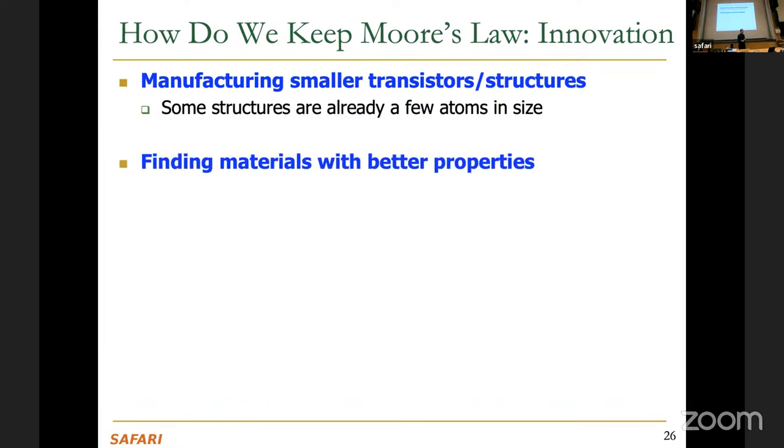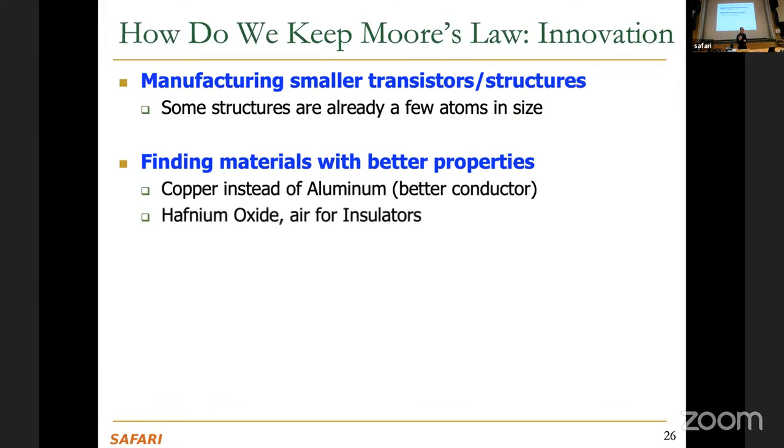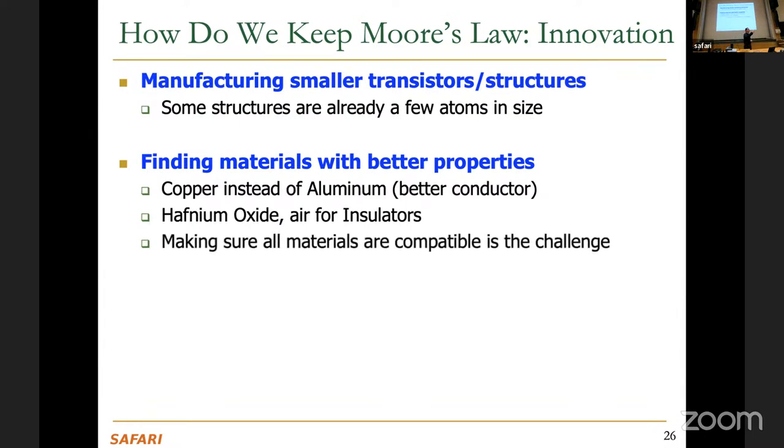If you want to manufacture things that are this small, you need to find the right materials. So there's actually a lot of material science and engineering that goes into this. What kind of materials do you use? Copper, aluminum, something else, graphene, hafnium oxide. This is material science, basically. And these different materials are combined in how you manufacture a processor today. Transistor is part of it, but there's also things that communicate between transistors, right? And you need to make sure all materials are compatible when you manufacture things.